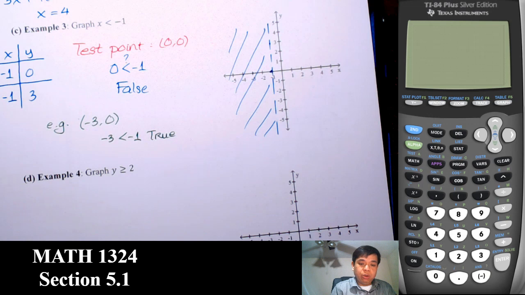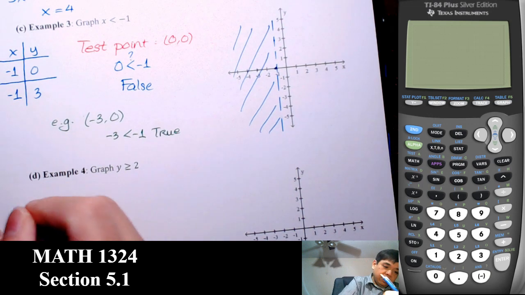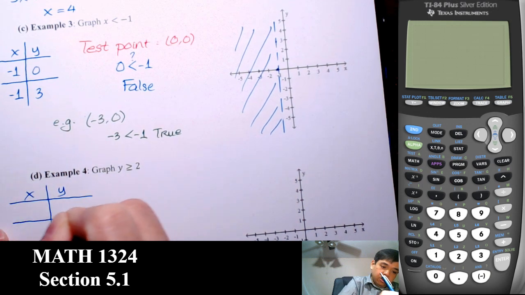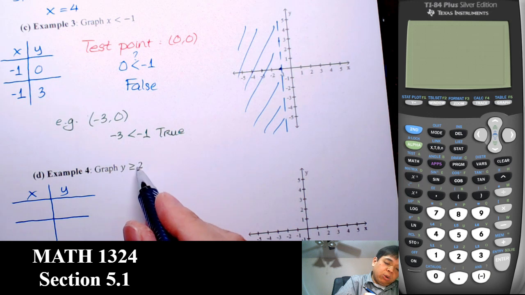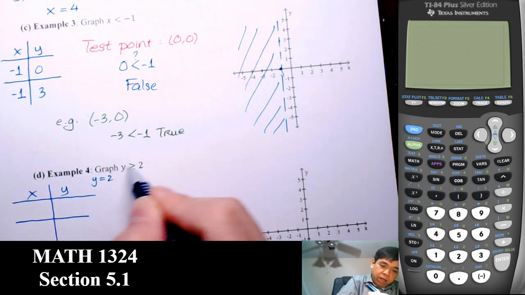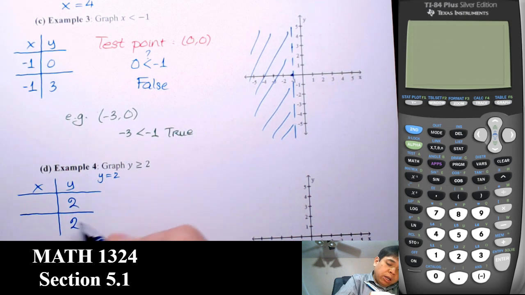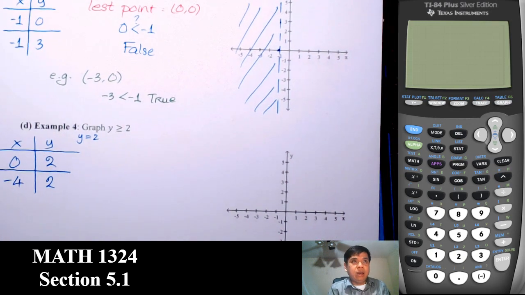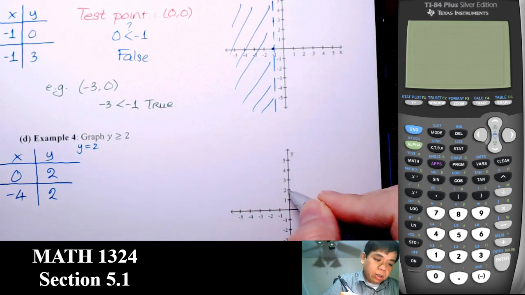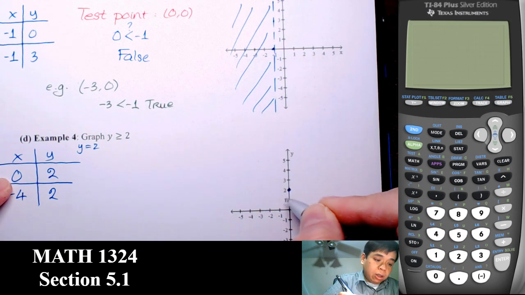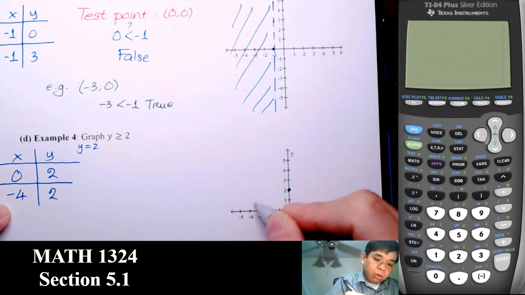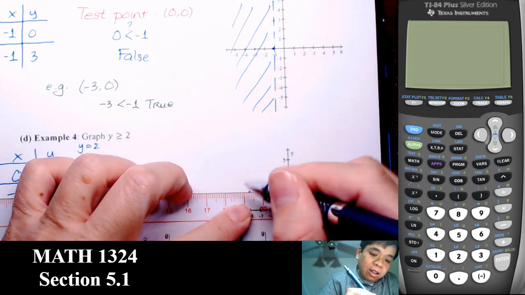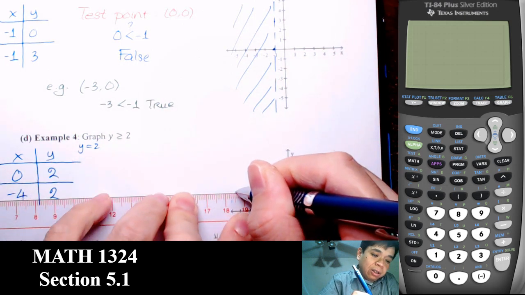Graph y greater than or equal to 2. Again, y is equal to 2. Now just look at the case when it's equal, y equal to 2. X could be anything. Just choose x to be anything. Y equal to 2, x equal to 0, y equal to 2, and x equal to -4, y equal to 2. It has the equal sign, so that is a solid line.